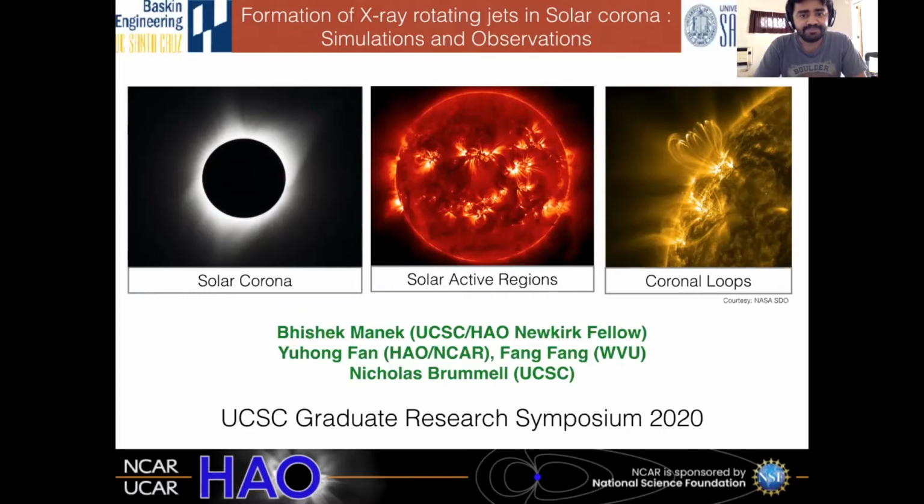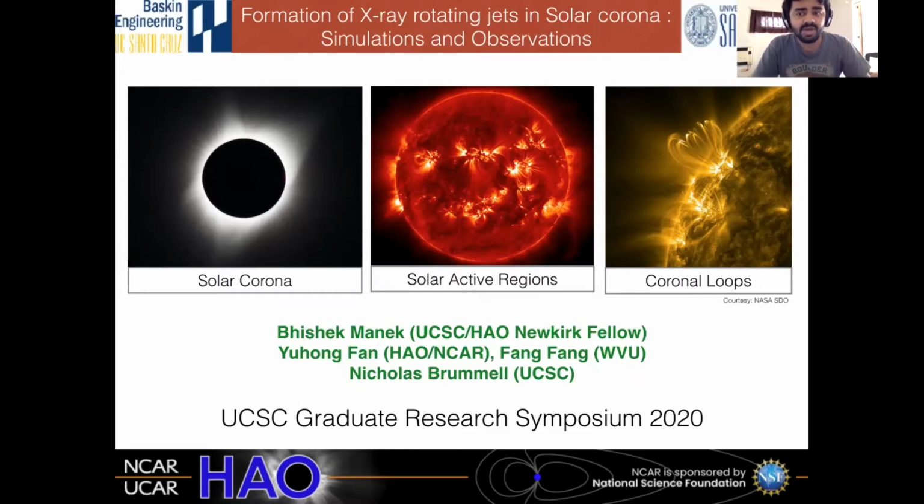So let's get started. What you see over here on the screen is 3 images. The first one is of solar corona. What is solar corona? Solar corona is basically the picture of the sun that we see during a total solar eclipse. So the outer bright region that you see over here in the first image, that's basically the outer solar atmosphere, which is known as the solar corona. And it's a region of very high dynamic activity.